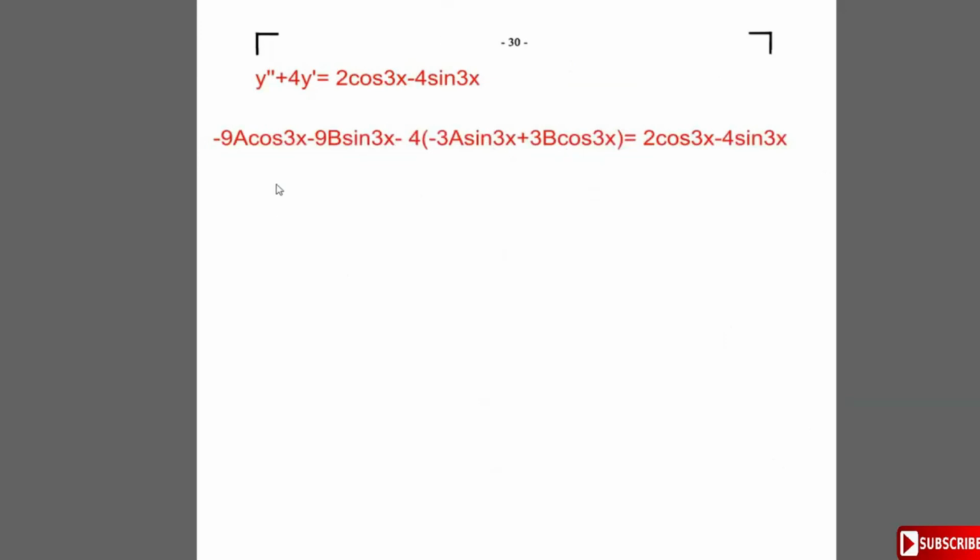So good. Now we can go ahead and further solve it by grouping the cos terms together. We're going to get minus 9a, then 4 times 3 is 12, so minus 12b, cos 3x. So minus 9a minus 12b, put a bracket around that, cos 3x, minus 9a. Why stop here?